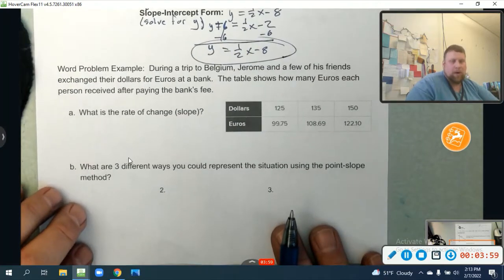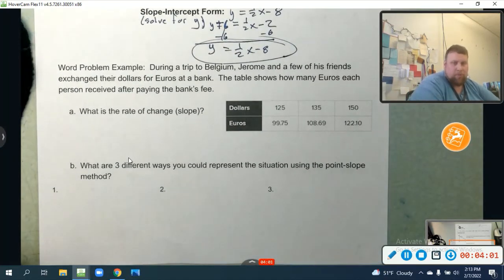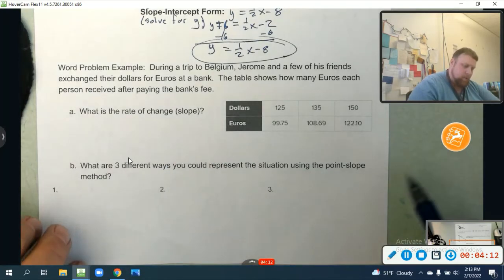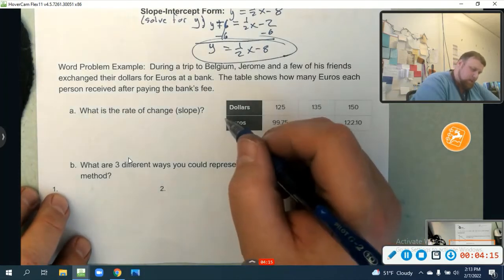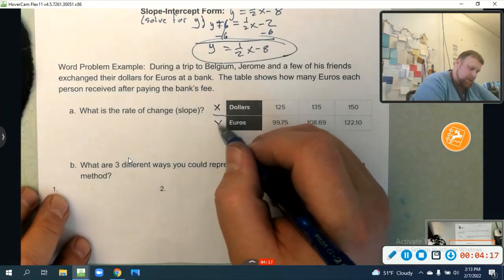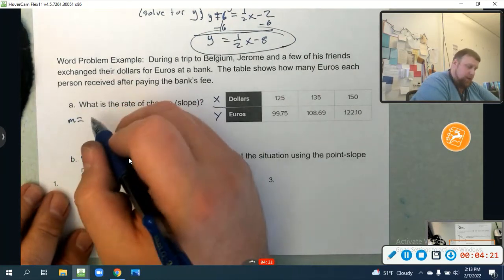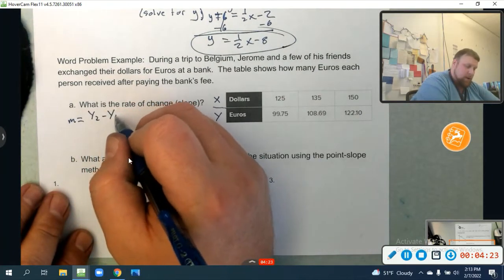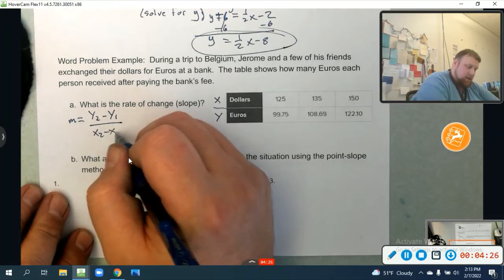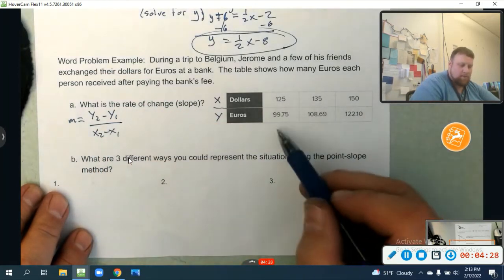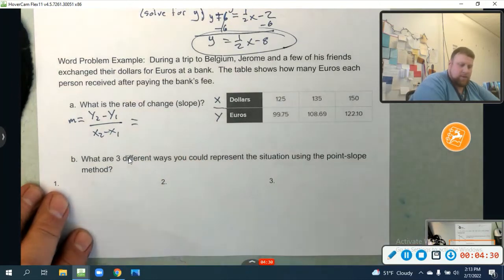Okay, let's look at this word problem here. During a trip to Belgium, Jerome and a few of his friends exchanged their dollars for euros at a bank. The table shows how many euros each person received after paying the bank's fee. What is the rate of change or the slope? Well, let's look right here. This is really just a fancy XY table, right? And we know that our slope, which is the same as our rate of change, is equal to y2 minus y1 over x2 minus x1. In other words, subtract the y values, subtract the x values, and divide them.